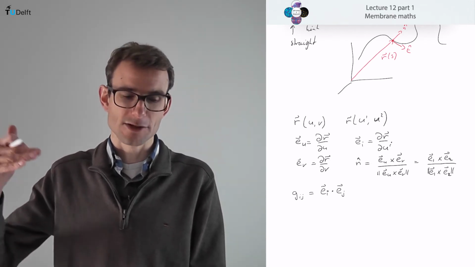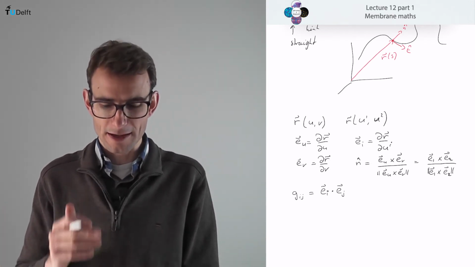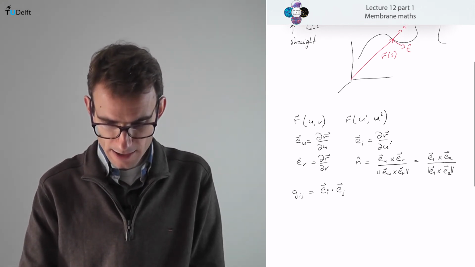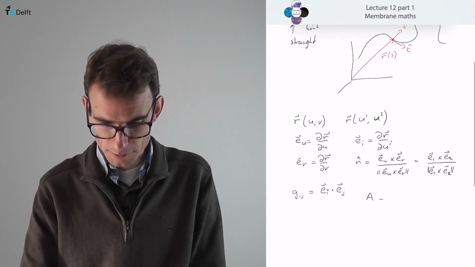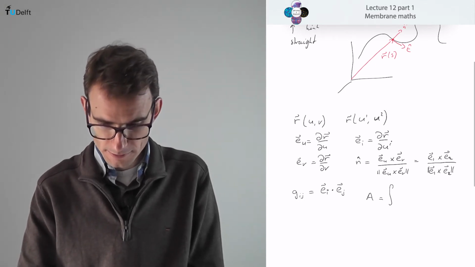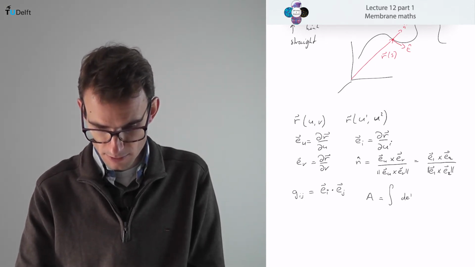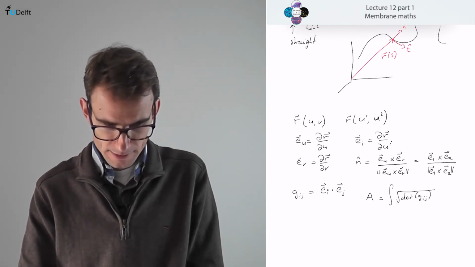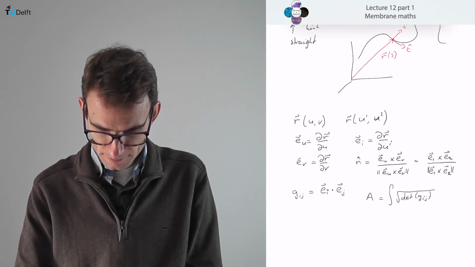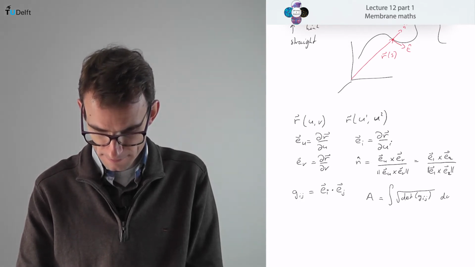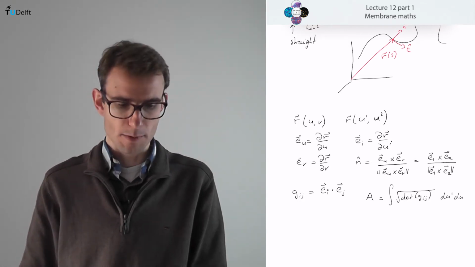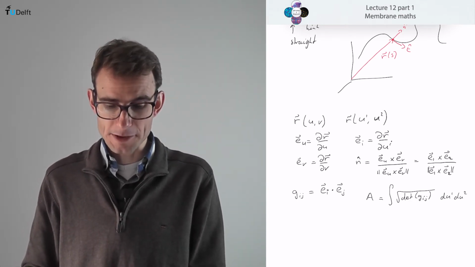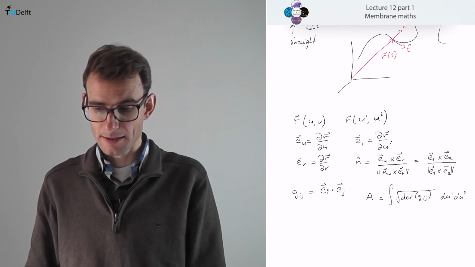The proof of that takes some lines, and you're welcome to look it up in the notes. Right? But what's important to know is that the area of the membrane is the integral of the Jacobian, which is the determinant of this metric, integrated over U1 and U2. And this, of course, is why this tensor is known as the metric tensor.